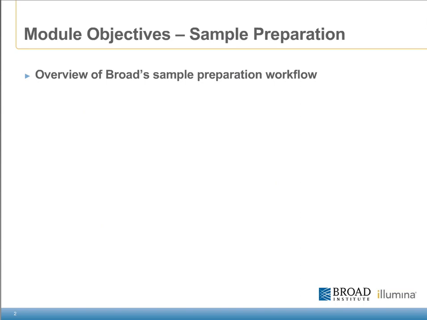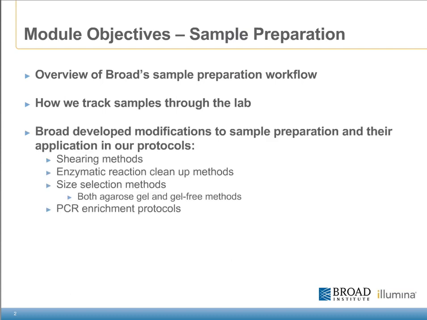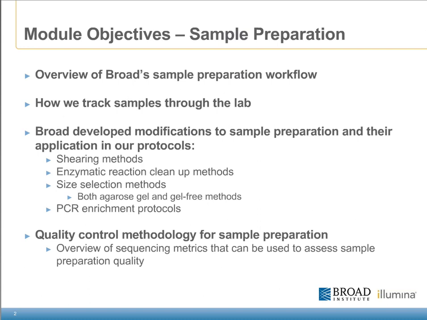First, we're going to go over Broad's sample preparation workflow in general, how we track samples through the lab, and some Broad-developed modifications to sample preparation and how we've applied these to our protocols. These include different shearing methods, enzymatic reaction cleanup methods, size selection methods, both with gels and without, and PCR enrichment protocols. And then finally, go over some quality control methodology for sample prep, including an overview of some sequence metrics that you can use to assess sample preparation quality.